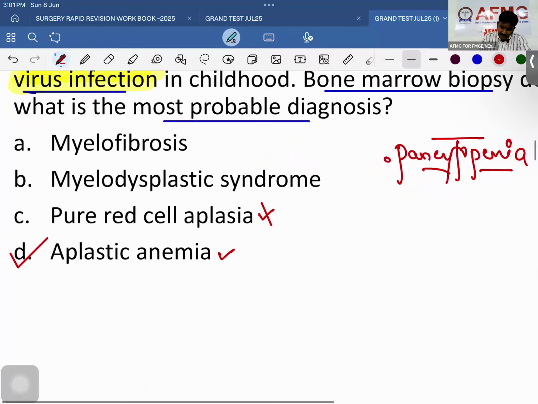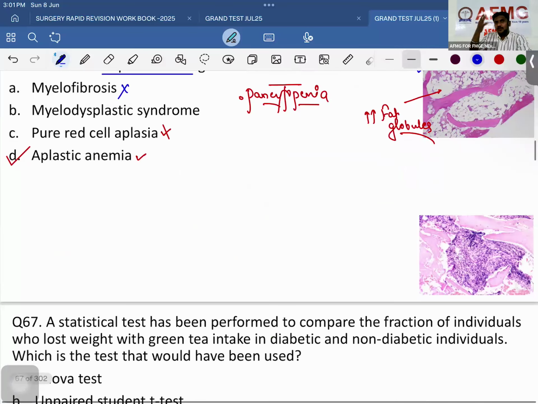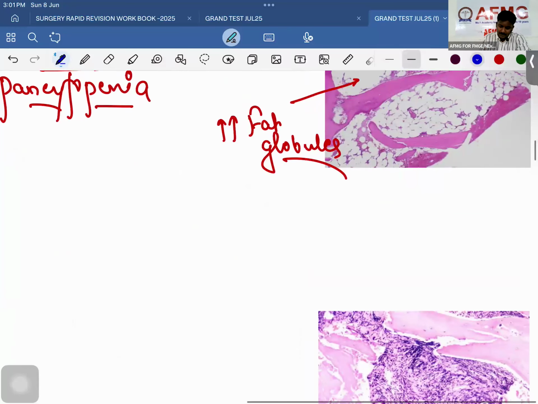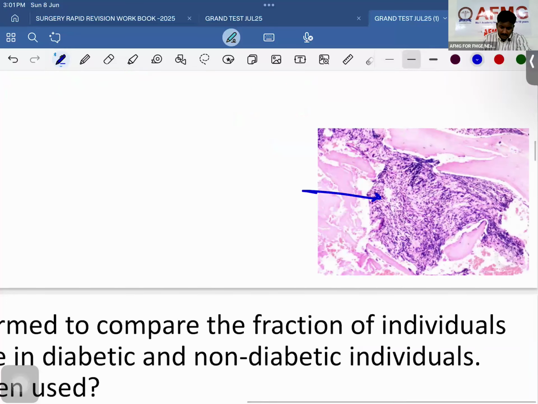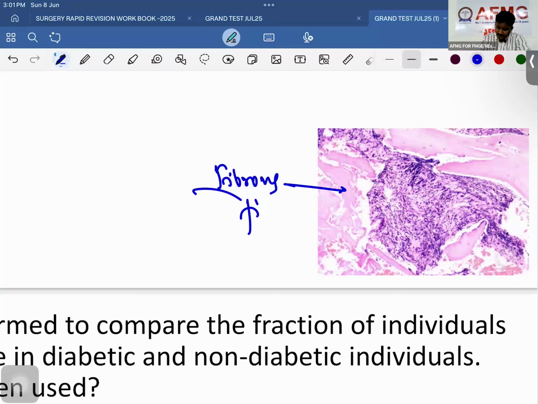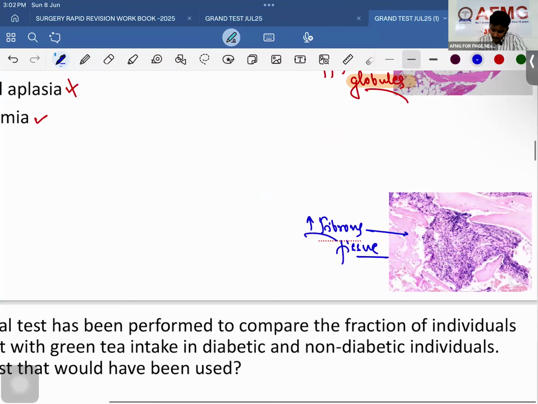Clear? Myelofibrosis, maybe there is pancytopenia, but one thing, it is not associated with parvovirus infection. Second important thing, in myelofibrosis fat globules are not seen in the bone marrow biopsy. In cases of myelofibrosis, this is the classical feature. What is seen? Fibrous tissue. So all the fibrous tissue is going to be present in the bone marrow in a patient suffering from myelofibrosis.